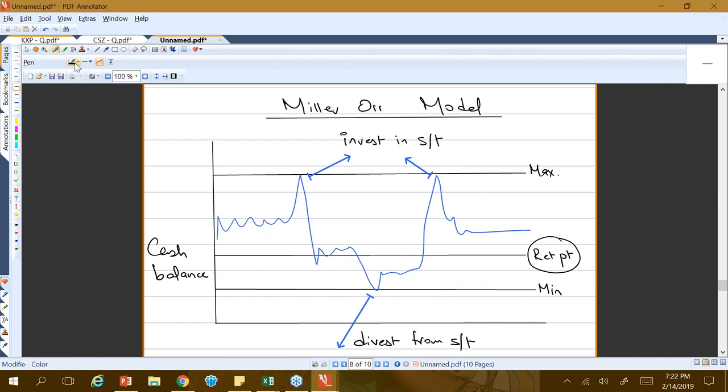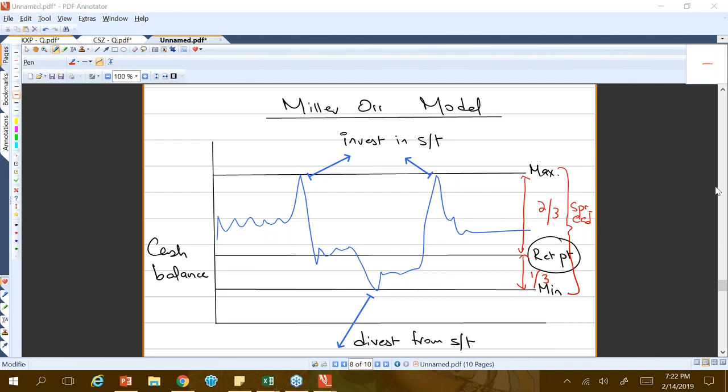Now, the other important thing is that you need to know the difference between these two points, maximum and minimum. This difference is called the spread. This here is 2/3 of the spread, and this here is 1/3 of the spread, in terms of the allocation of the spread. So spread is the difference between the maximum and minimum limit.